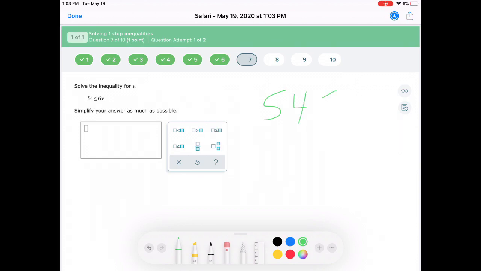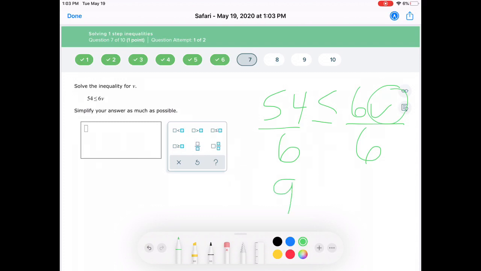So 54 is less than or equal to 6v. So since it's 6 times v, we would divide by 6, once again, in an effort to get that v by itself. So 54 divided by 6 is 9. Same thing, we're leaving the inequality alone. That's staying the same, and we get v.